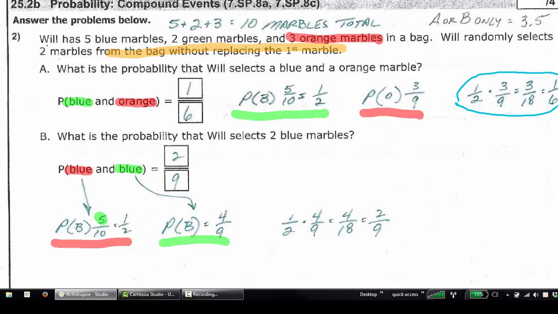There are 4 blue marbles in the bag out of 9 total. And once again, our way of figuring out the overall probability is to multiply. We multiply the independent probabilities together, the 1 out of 2 for the first blue and the 4 out of 9 for the second blue. Multiply them together, we get 2 out of 9 total.